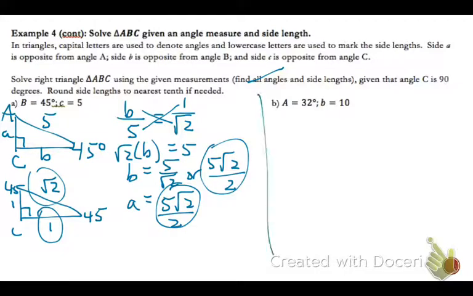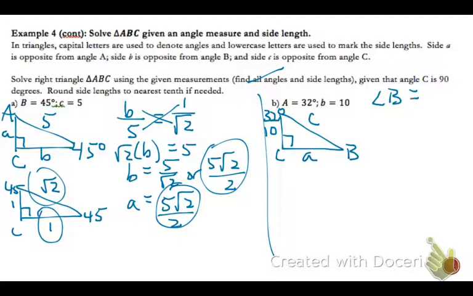Now in B, let's draw a picture of this triangle. So we've got 32 degrees. Angle B, we're not sure. And then side B, which is across from angle B, is 10. So we're looking for side A, which is across from angle A, and side C, which is across from angle C. And I'm going to write down what we're missing. So we're missing angle B, we're missing side A, and we are missing side C.